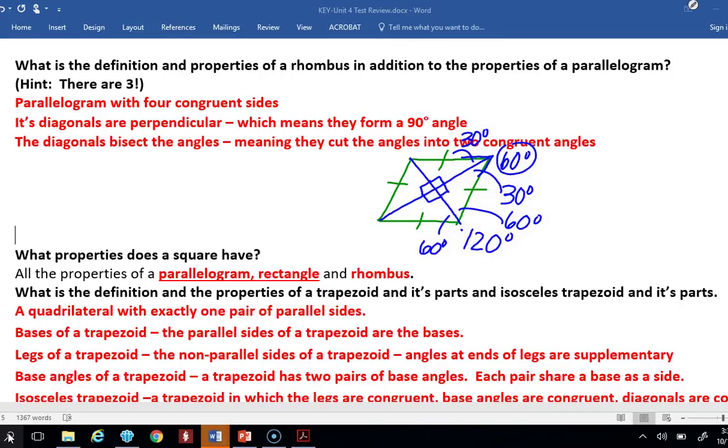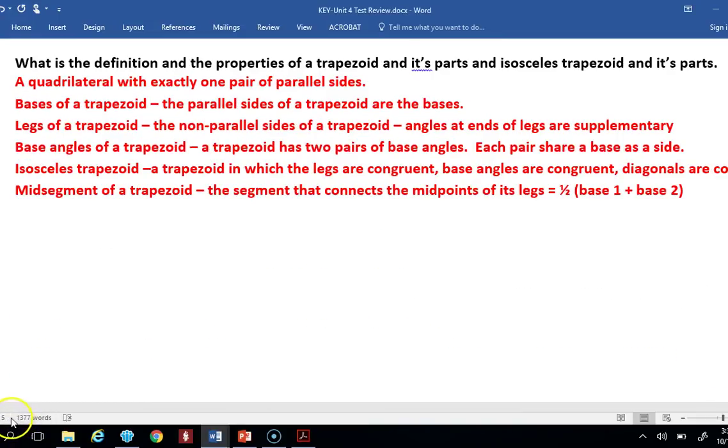So those are the properties of a rhombus. Now the next one on here is a square. A square has all the properties of a parallelogram, a rectangle, and a rhombus. So basically all the properties that we've learned up to this point apply to a square. The next we're going to talk about is a trapezoid and an isosceles trapezoid.